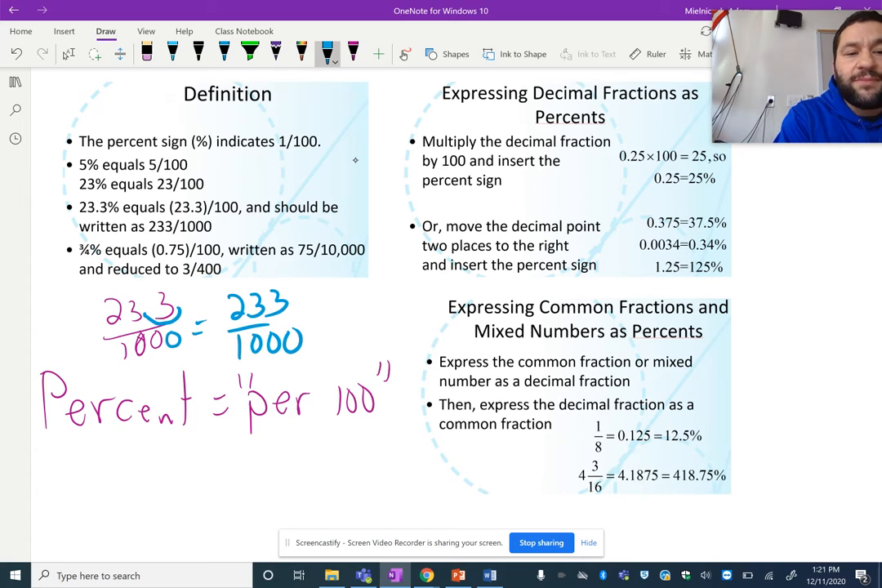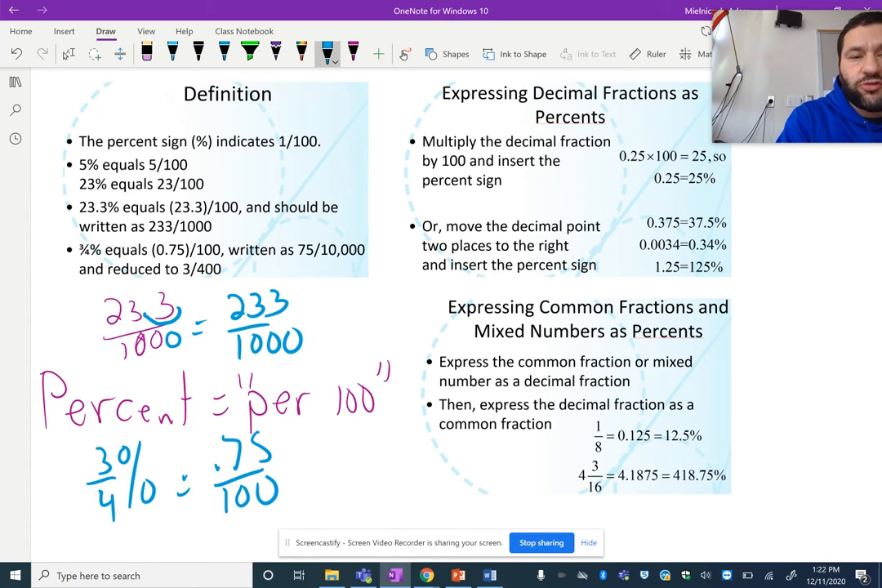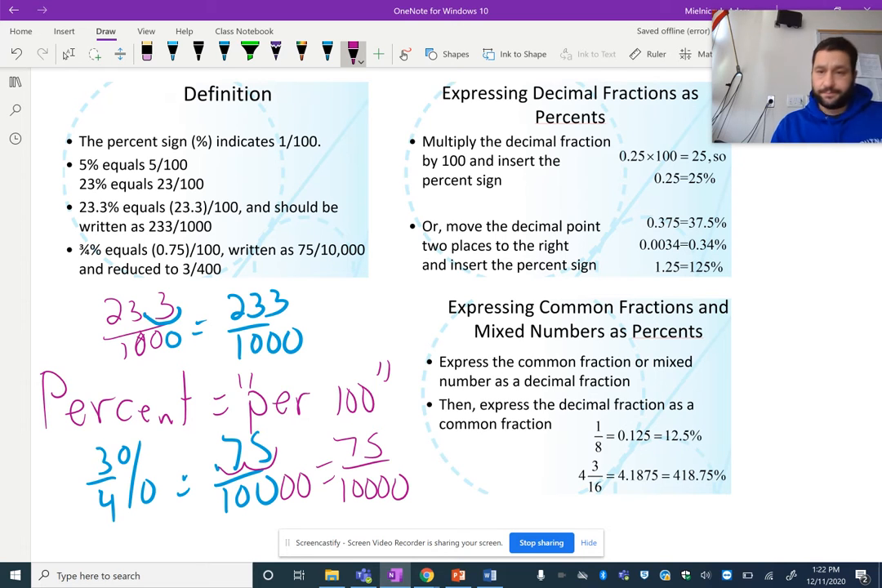Same thing with 0.75%. 3/4 is 0.75. So we could say this is 0.75 out of 100. But again, can't leave a decimal. So move this twice, add two zeros, meaning we have 75 out of 10,000.